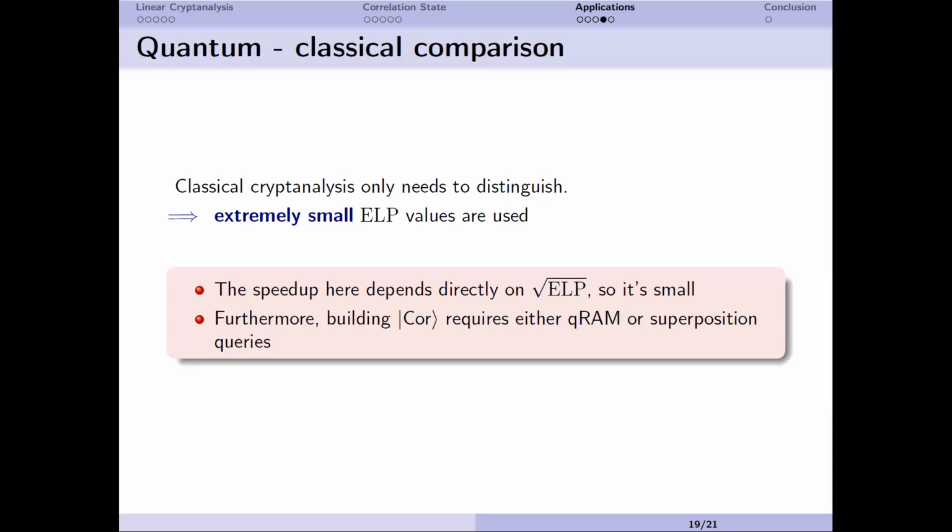And the second problem is, of course, that building the correlation state here wasn't easy. But I just put all the details away. In practice, it will require you to have quantum RAM, or sometimes also, if you prefer, superposition queries.